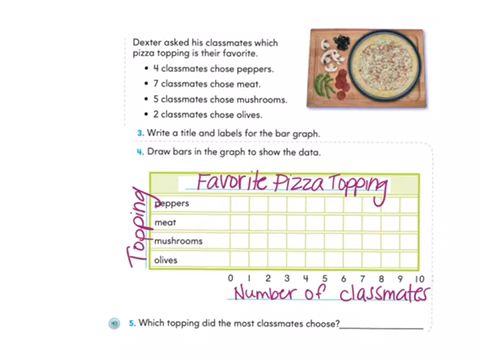All right, so now we're going to make our bars. So first, 4 classmates chose peppers. So that means our pepper bar needs to end at the 4. So this whole thing right here is going to be peppers. And my bar ends at the 4. The next one is meat. 7 classmates chose meat. So that means my bar needs to end at 7. And then I can make my whole bar.